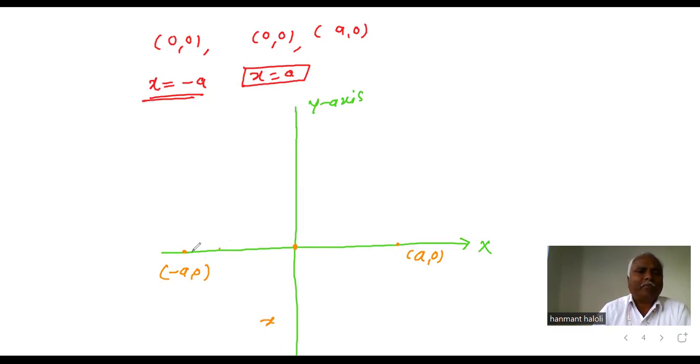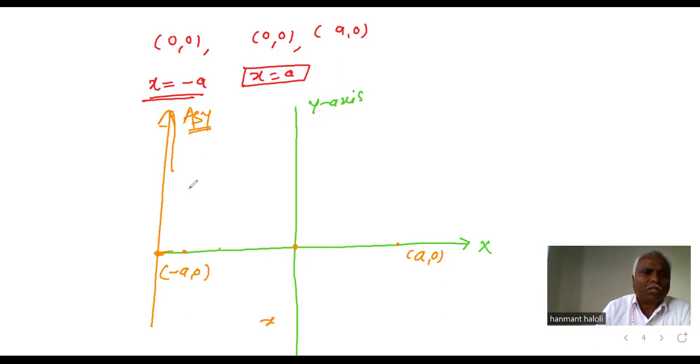This means x = a is a line parallel to the y-axis, and there is a line parallel to the x-axis passing through this point. Here you get lines passing through the points (a, 0) and (minus a, 0), where the curve exists. Now this is our asymptote. The curve never crosses this side.